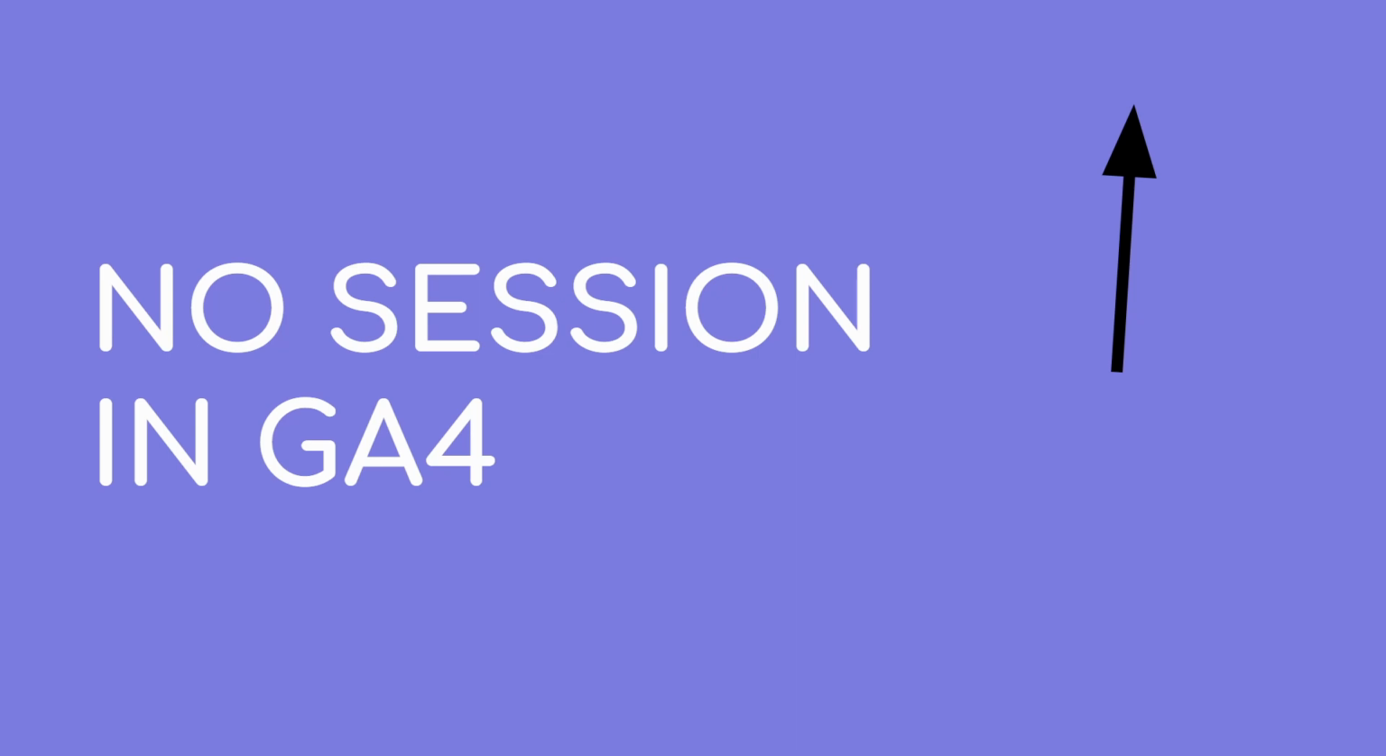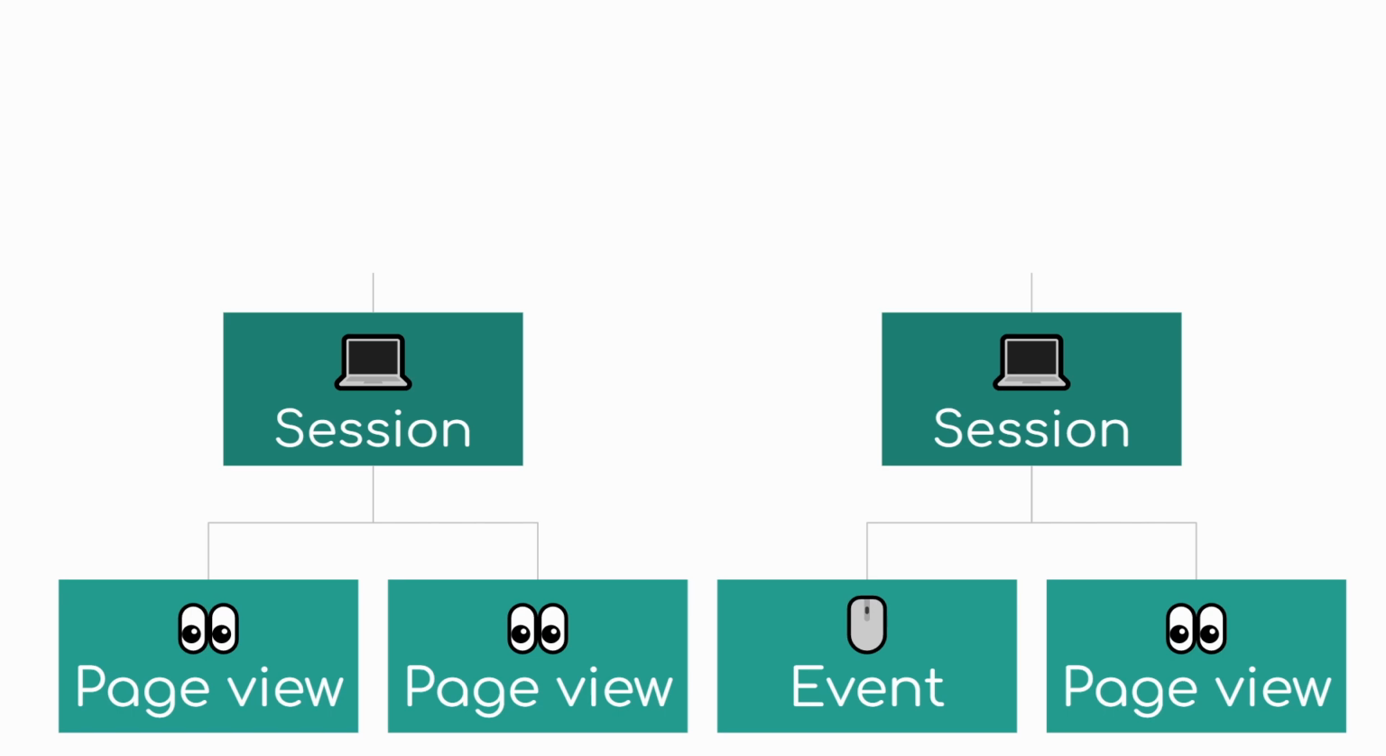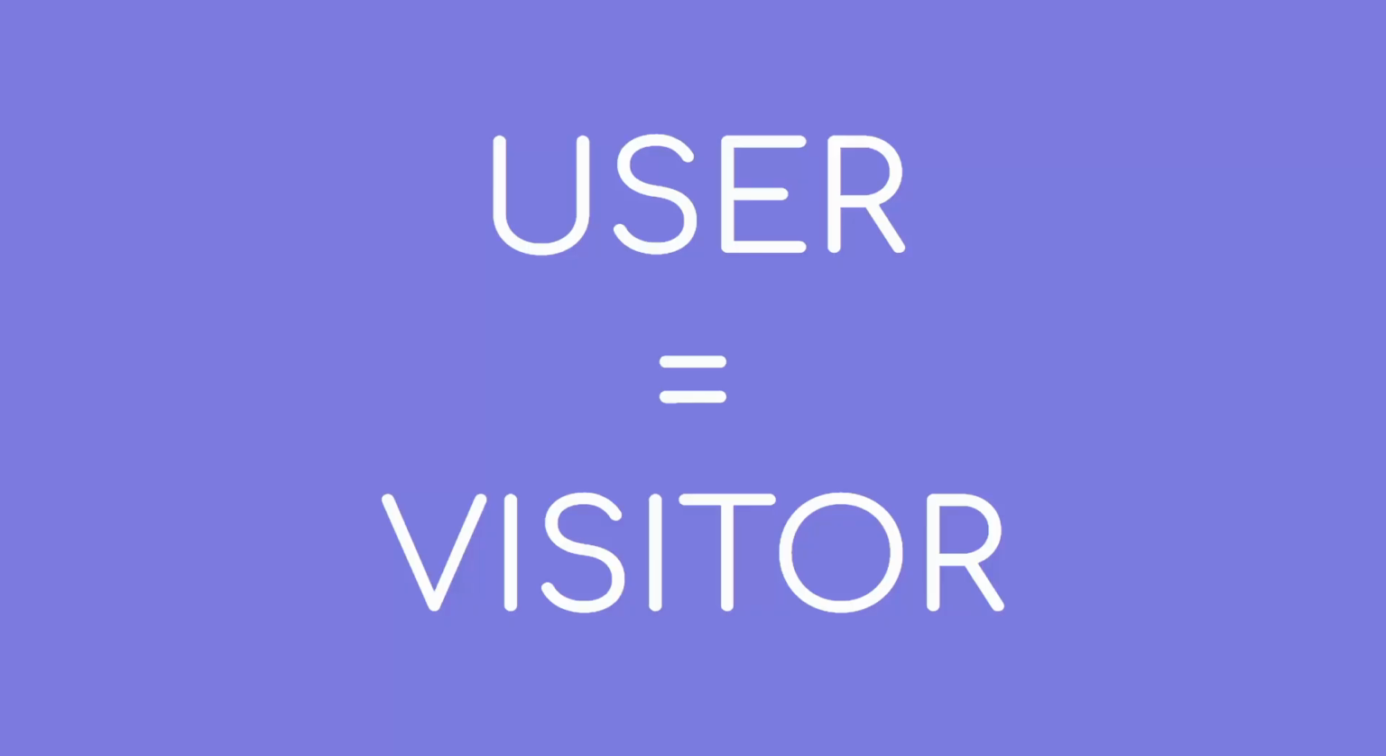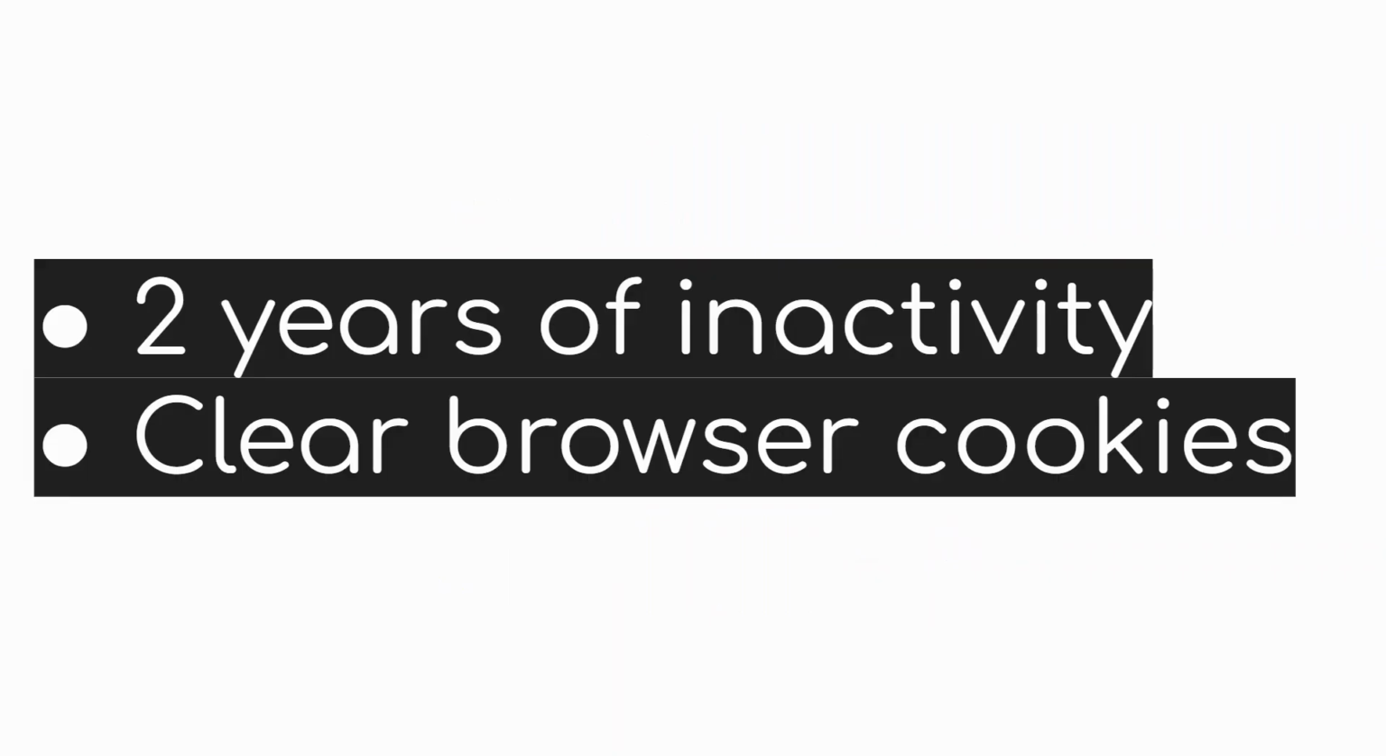Then if you go to the highest level of the hierarchy, we come to the user, or in other web analytics, they call it a visitor. Again, user and visitor are synonyms, so don't get confused by those, because they are exactly the same. A user can have multiple sessions, and it doesn't expire until you are inactive for 2 years or you clear your browser cookies. But keep in mind, this is specific to your browser and device, so if you swap to another browser on the same device, GA will think you are a new user.